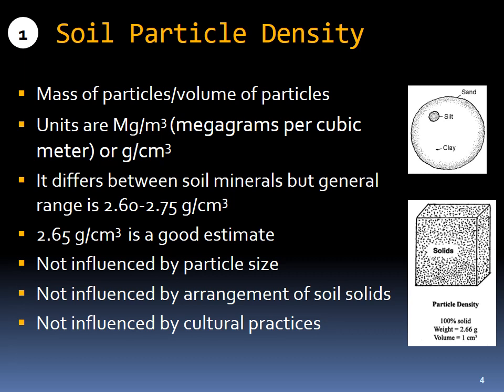Now you would see that the unit of the particle density can be expressed as megagram per cubic meter, or it is the same as gram per cubic centimeter, just a conversion. And you would see that the particle density of the soil can vary between 2.6 to 2.75 gram per cubic centimeter. Now, why this variation, when we only deal with the same thing, with soil?